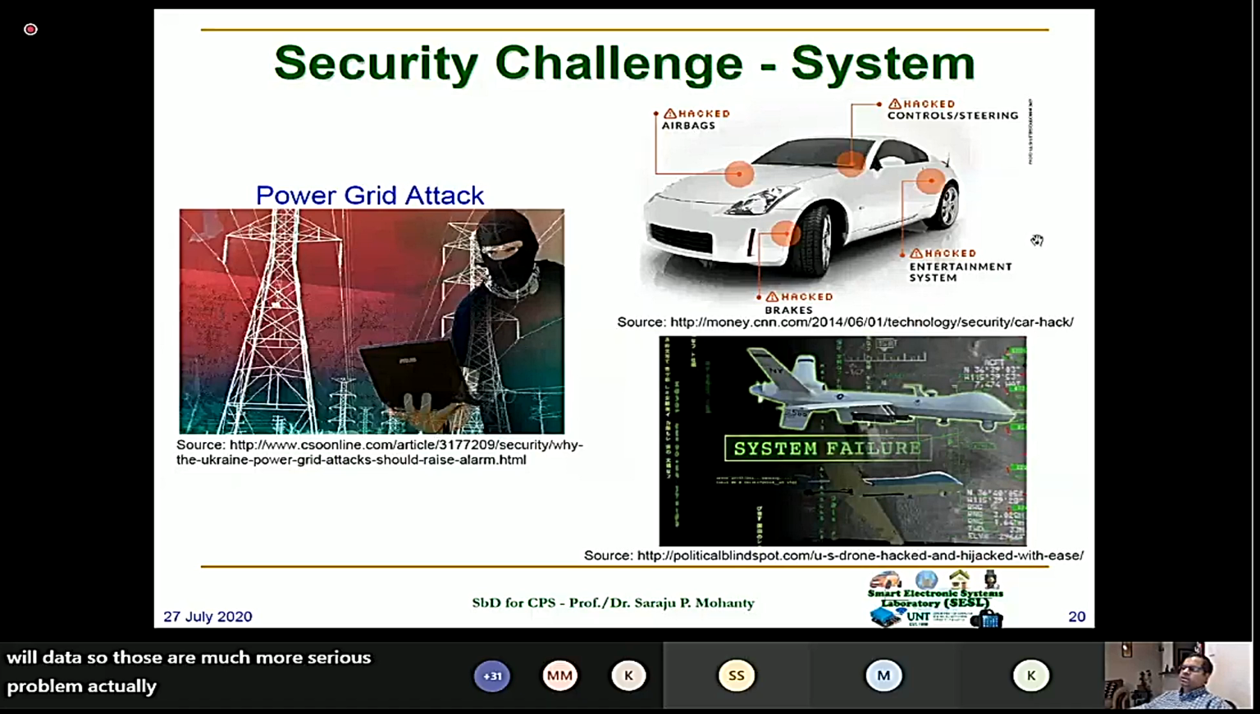And then in the transportation CPS here, if a smart car is hacked, that means you think your car is driving itself because it is an autonomous car, but somebody has taken over, and then a slight change in the decision.